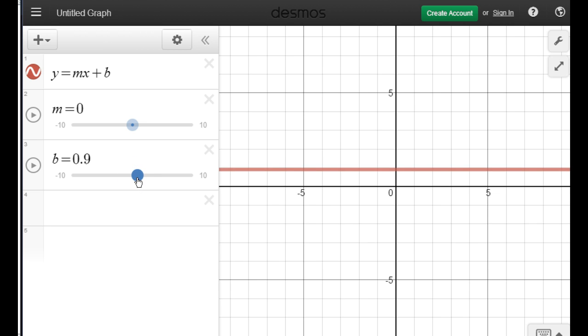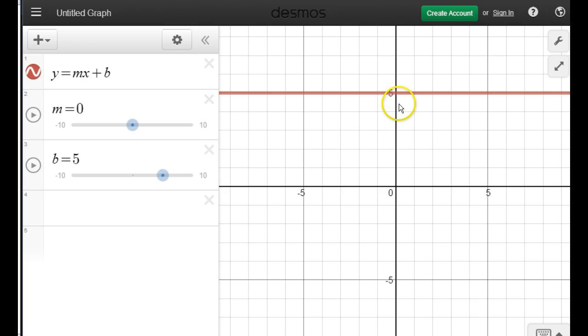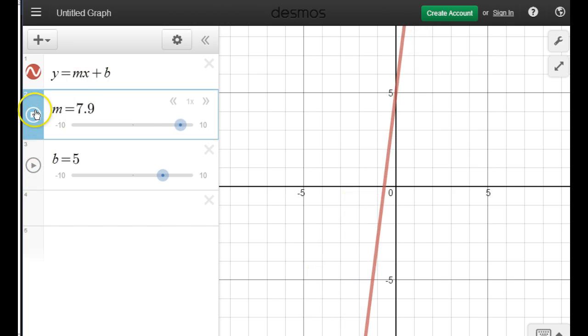And then we have the b value, the y-intercept, which just moves the starting point of the line up and down the y-axis. So usually we're trying to find those two pieces of information, a slope and a y-intercept.